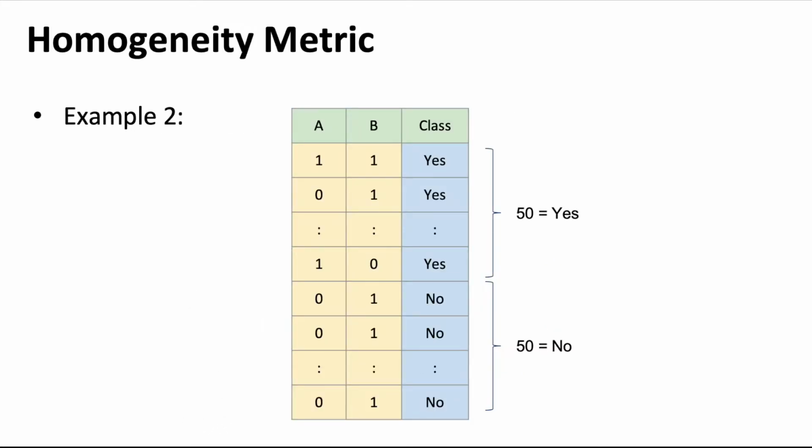So let's see another example. Imagine we have one database with two variables, two binary variables, and also one binary class that can take values yes and no. So let's assume that the first 50 rows have value yes in the class, and the last 50, they belong to the class no.